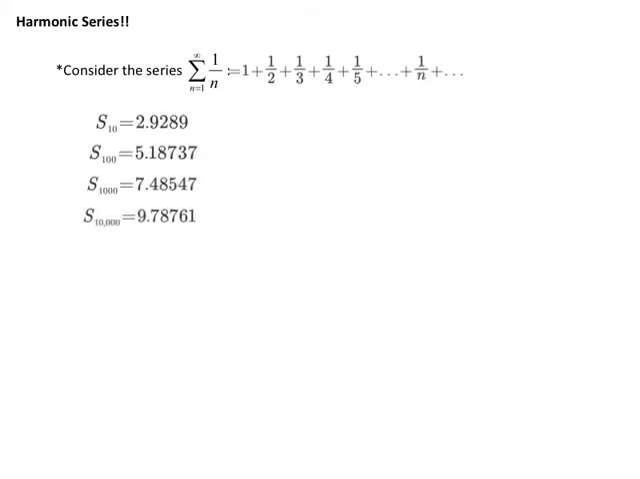I did S sub 10, which is the sum of the first 10 terms, S sub 100, the sum of the first 100 terms, S sub 1,000, the sum of the first 1,000 terms, and S sub 10,000, the sum of the first 10,000 terms. I actually used alpha for some of this because your calculator's a little slow, but you can see that my partial sums are just getting bigger and bigger and bigger. I want to take an infinite sum, not just the sum of the first 10,000 terms. If I'm going to add on infinitely many terms, the sum of the first 10,000 pales in comparison to what the value would be. It just appears to grow and grow and grow.